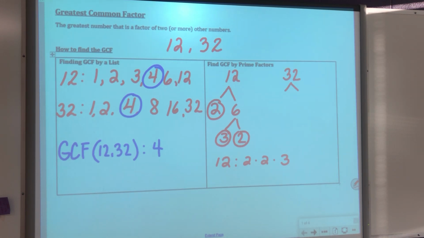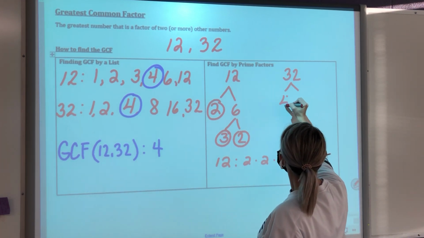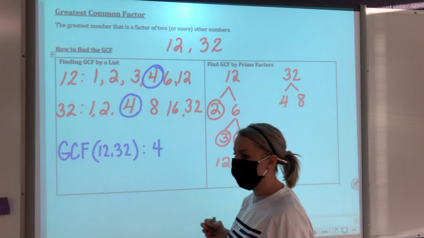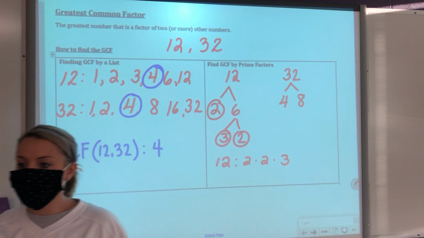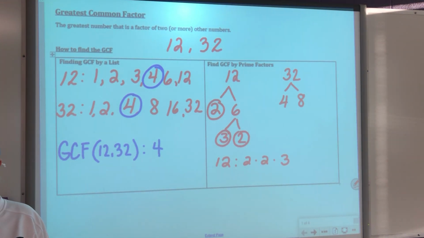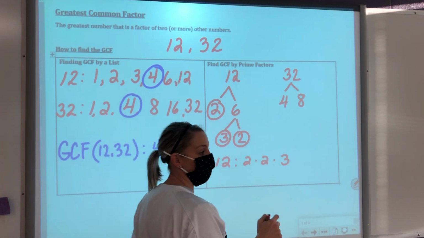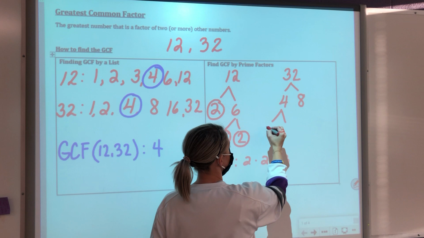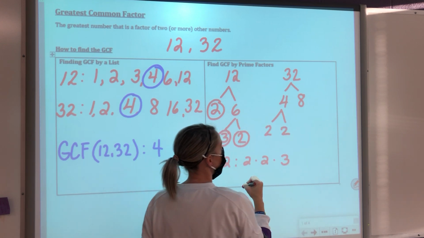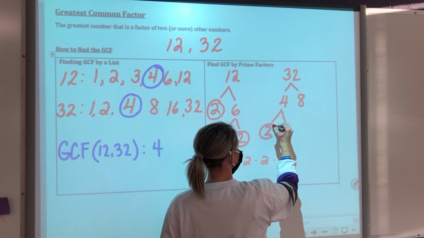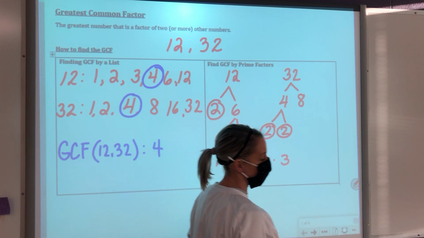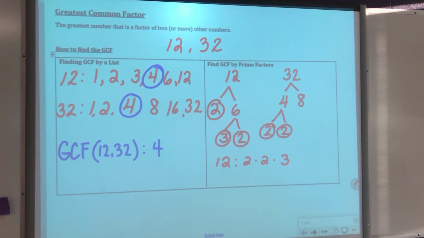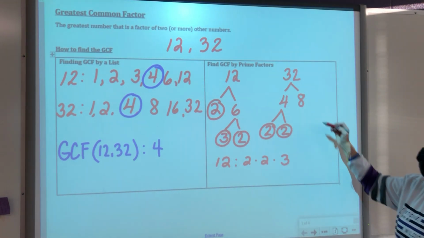What about 32? What are factors of 32? 8 and 4. Are either of those prime? No. So I have to break them both down. 4 gets broken down into 2 times 2, and those are both prime, so we circle those. What about 8? 4 times 2. Circle 2.